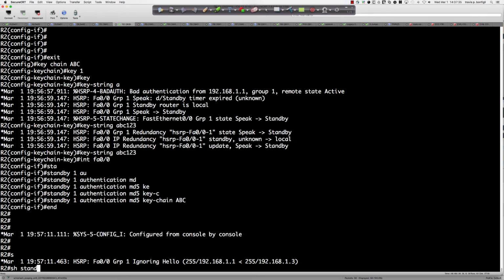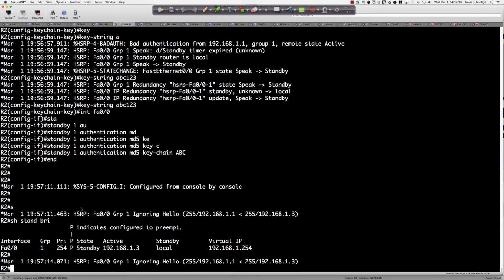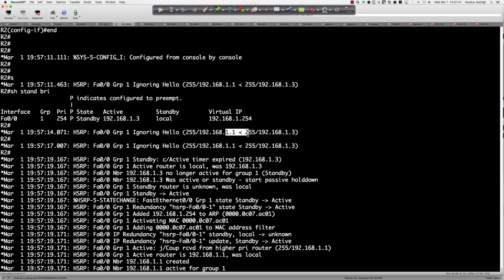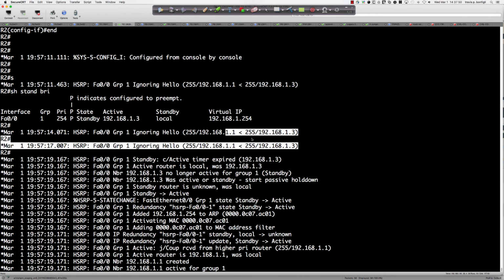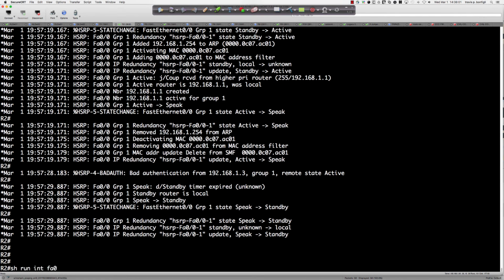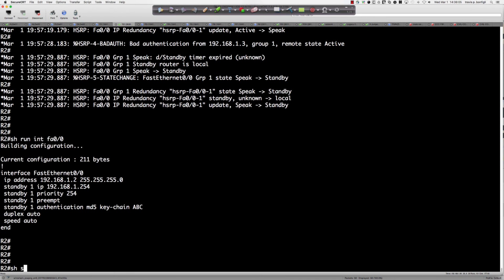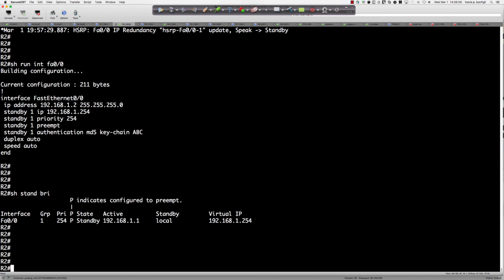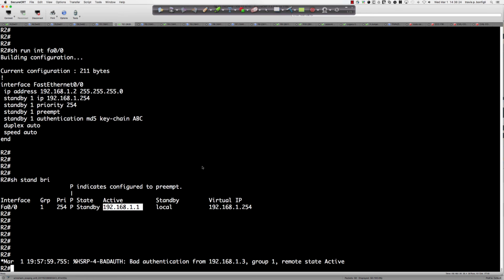So if I were to say show standby brief, you can see that HSRP here on router 2 is now ignoring the hello packets that it's seen go out between 3 and 1, because it now knows that 3 is not doing any kind of HSRP authentication. So we've moved. Show run interface FastEthernet 0/0. You can see the priority is 255. Show standby brief. So we are the standby, router 1 is the active, and even if router 1 were to go down, authentication is not configured on the rogue router, router 3, and so this is going to provide the level of authentication and the level of security that we're actually looking for.